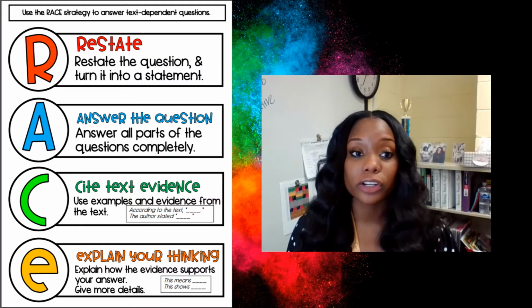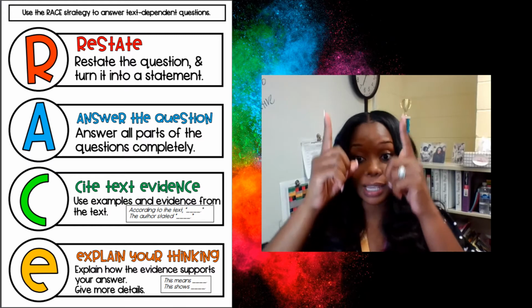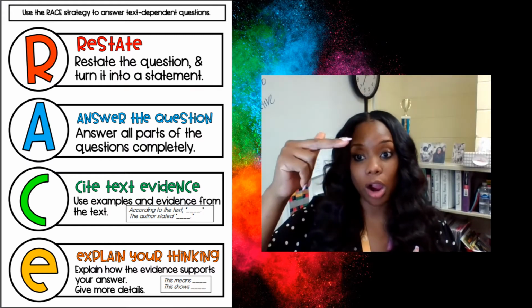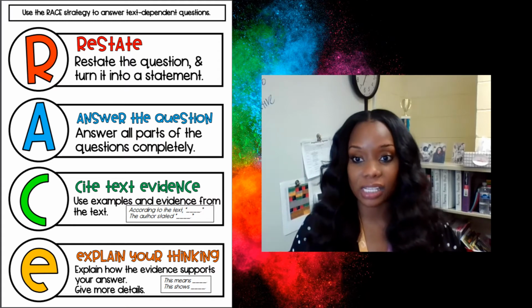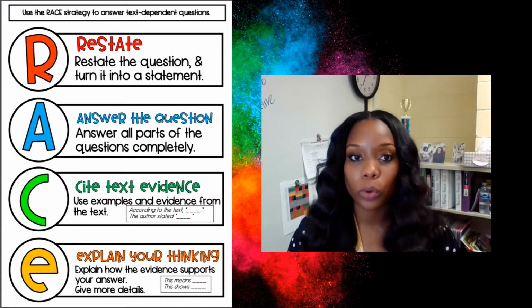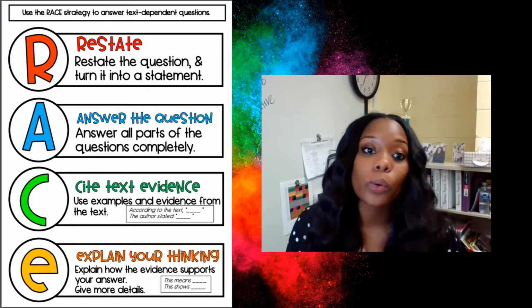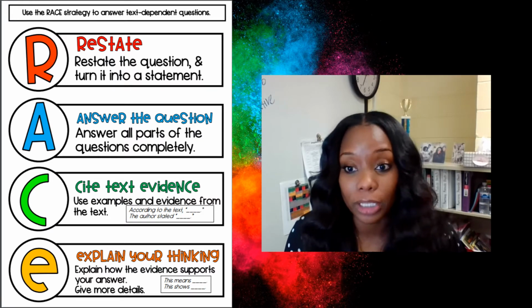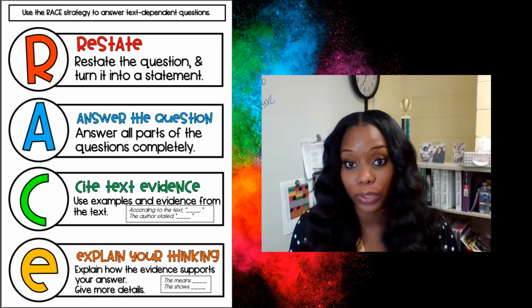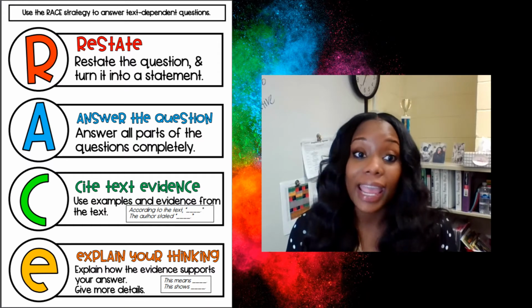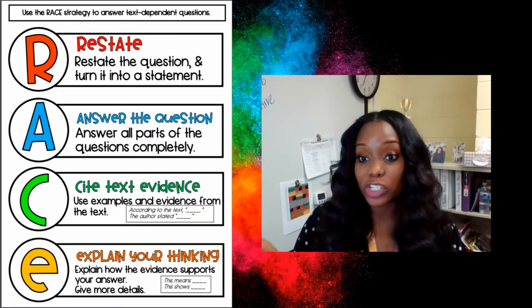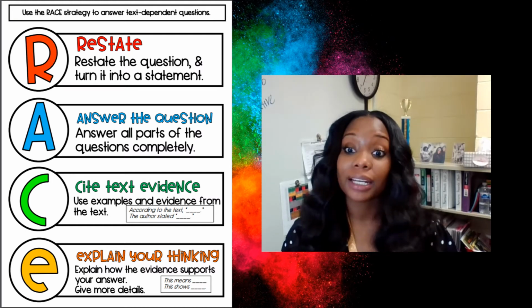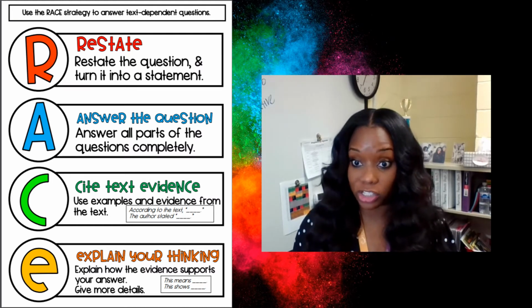If you look at the anchor chart, we're spelling RACE out vertically. R-A-C-E. Well, the R stands for restating your question. Restating your question, you are turning your question into a statement. A stands for answering the question. So once you restate your question, now you're answering the question.